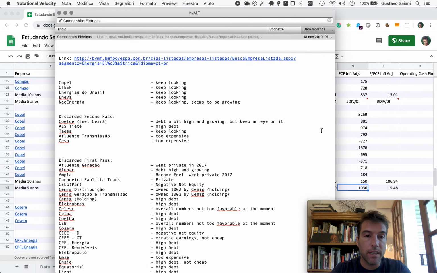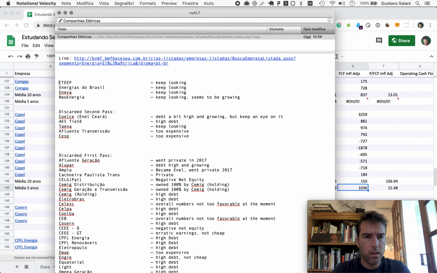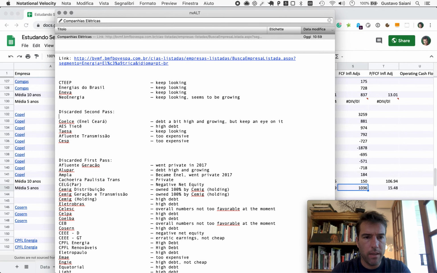So let's look at our list here. So Copel, we can say debt a bit high, free cash flow erratic, multiple to free cash flow very high. So this leaves us with four companies: CETEP, Energias do Brasil, Eneva, and Neo Energia. And we'll get to them. So the next one, probably CETEP, we'll take a deeper look.